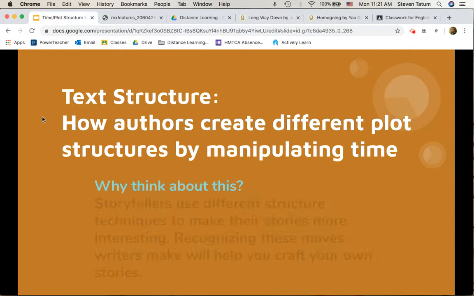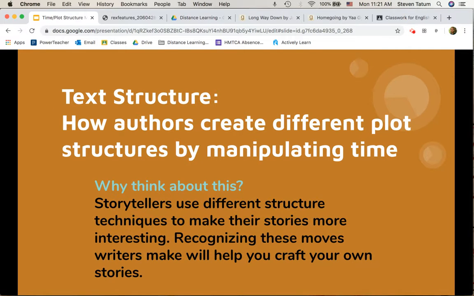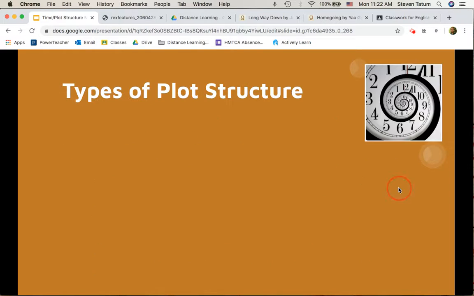And by recognizing that, we can see how telling a story in a particular way can make it more interesting and can build suspense or interest, or make you wonder what's going to happen next more, or make interesting connections. And recognizing these moves in stories that other writers make can help us craft our own stories in more interesting ways.